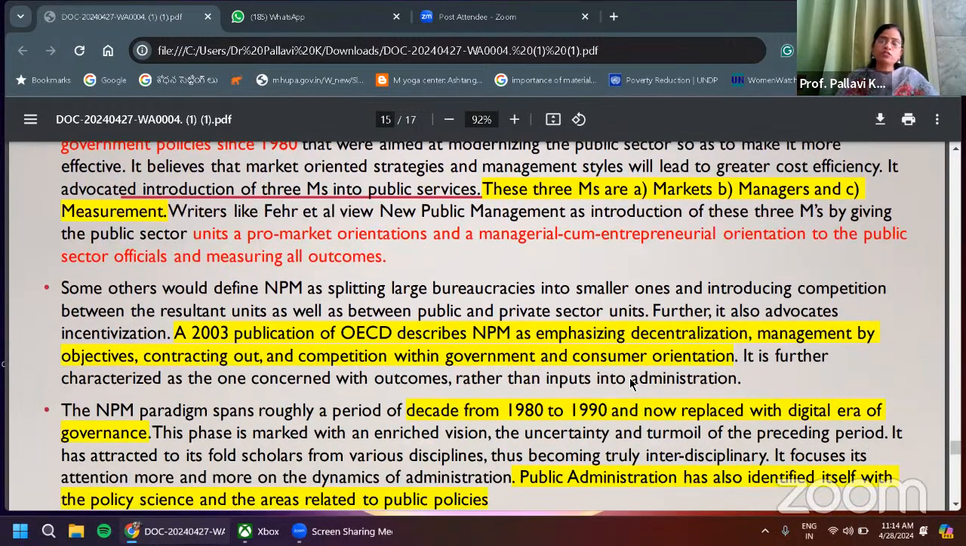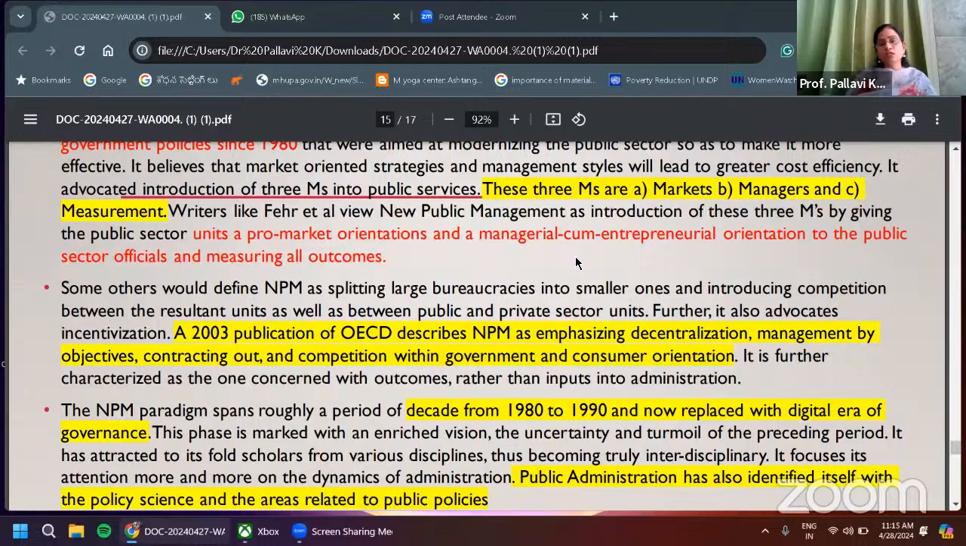Markets, managers, and measurement. Writers like Hood and others felt that new public management, with the introduction of these 3 M's, that is the markets, managers, and measurement, can reorient the public sectors. For example, earlier while discussing the differences between public administration and private administration, we said that profit is the main motto of private administration, whereas service is the main motto of public administration.